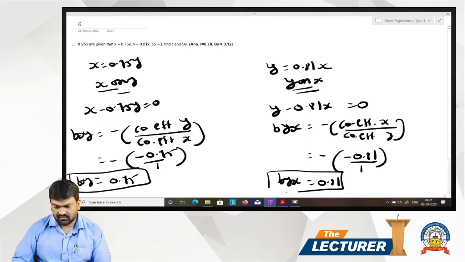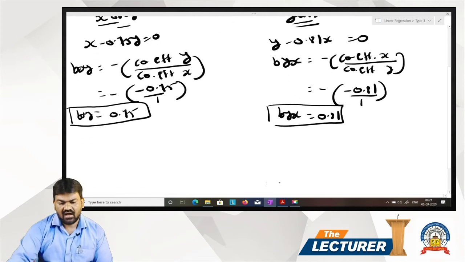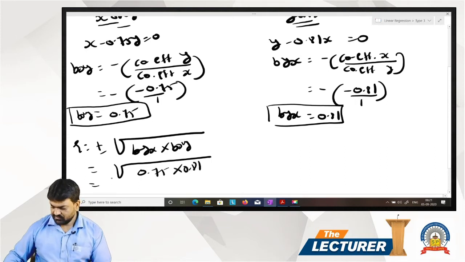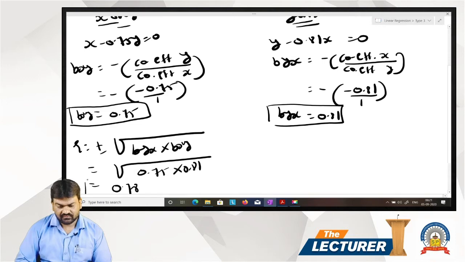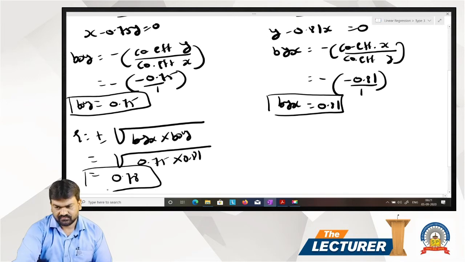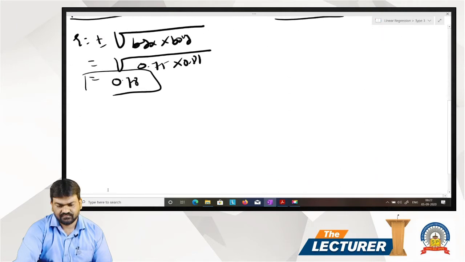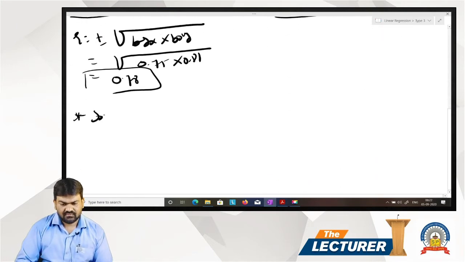Okay. Now r is plus or minus under root byx multiplied by bxy, under root 0.75 multiplied by 0.81, 0.75 multiplied by 0.81 and root, 0.78. Okay. We have to find out sy also. Sx is given, 3.